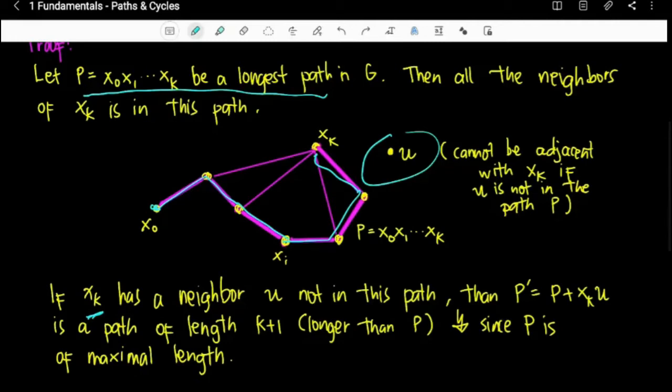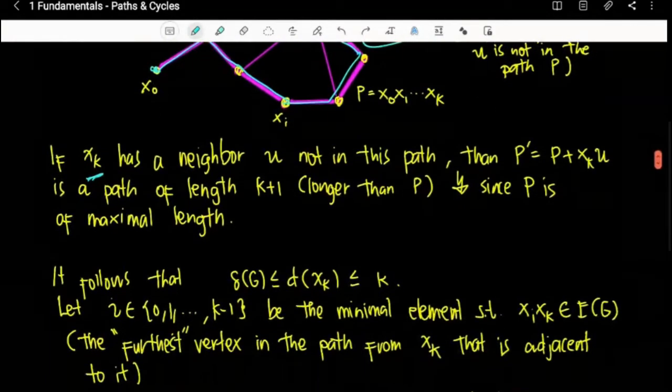Tama? So, laging yung dulo, nung pinakamahabang path, lahat ng neighbor niya nandun sa path. Hindi pwedeng may neighbor siya na wala sa path. Okay. So, at least, establish na natin yon. So, if this is the longest path, then all the neighbors of xk must lie on this path. No other neighbor can exist outside this path.